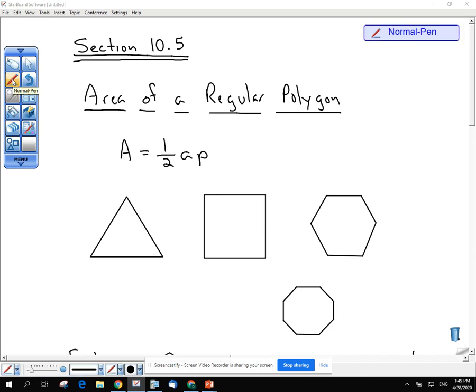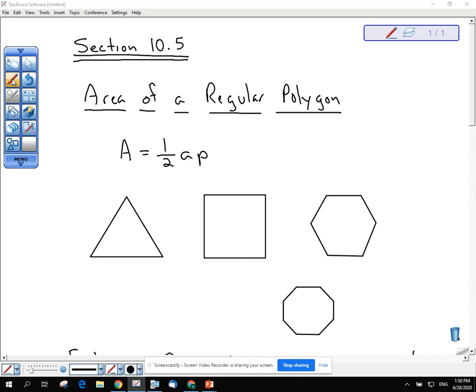Geometry, section 10.5, area of a regular polygon. Before I get to the lesson, let me just tell you that, yes, we are skipping section 10.4 for now. 10.4 fits very well with one of the sections in chapter 11, so we're going to be combining those in a couple of weeks. So we jump from 10.3 to 10.5.